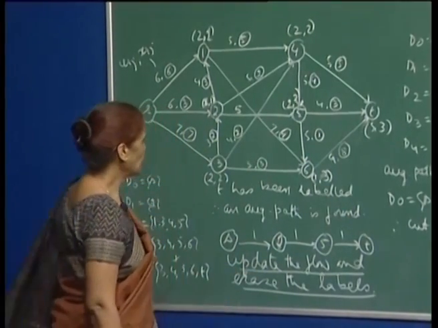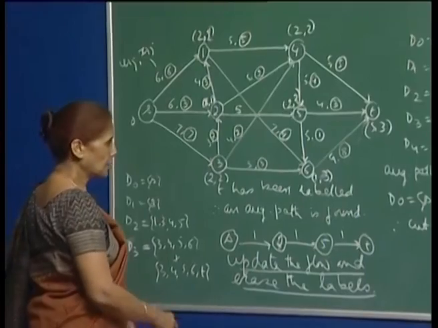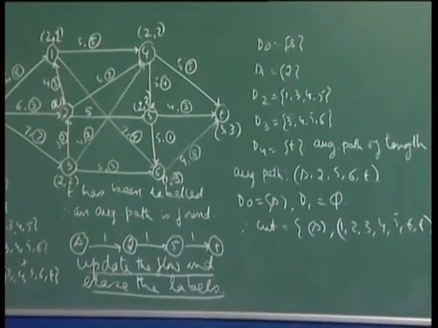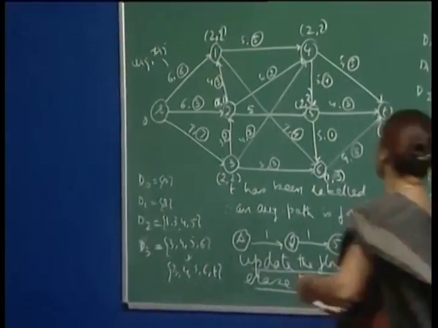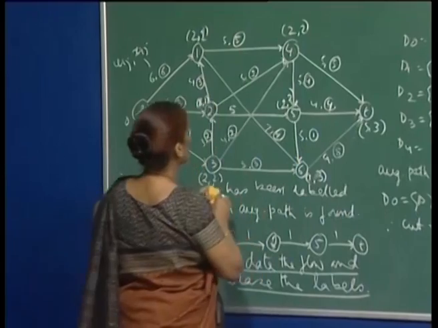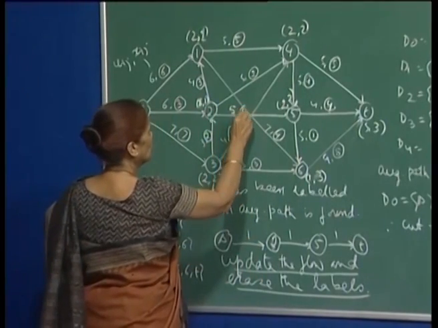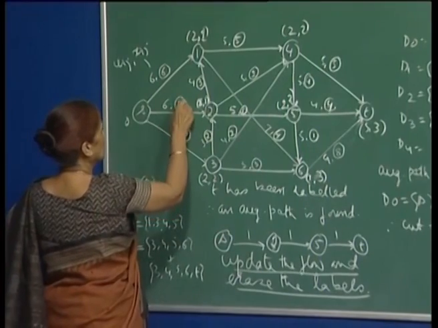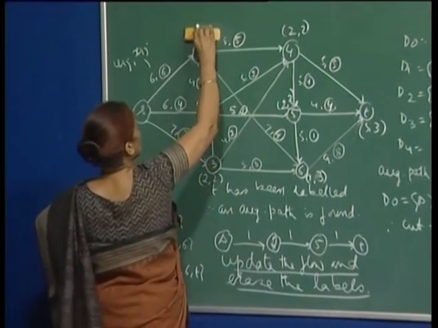So, we will now need to augment the flow. So, let us quickly do it. The flow becomes here 4, okay. Then you have 1 unit of flow here, and this becomes 4, right. So, then it says you erase the labels.